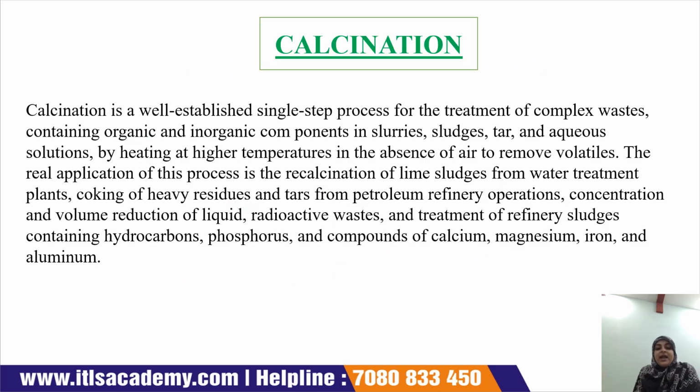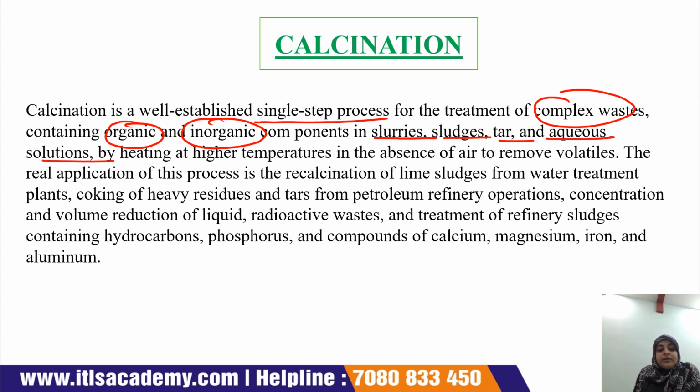The first one is calcination. Calcination is a single step process for the treatment of complex wastes which contain organic waste and inorganic waste in the form of slurry, sludges, tar and aqueous solution. And how we achieve it: we heat it at a higher temperature, and when we heat it at higher temperature, the air should be absent so that all the volatiles are removed.